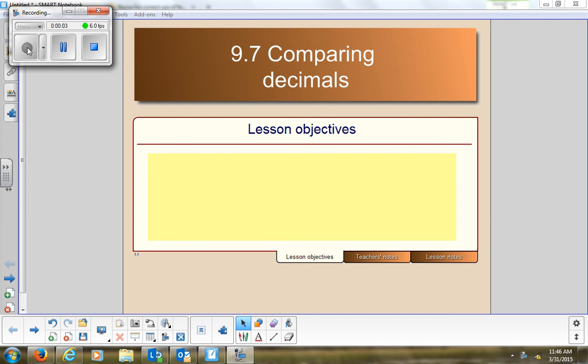Alright, so now we're going to look at comparing decimals, which is super easy as long as you remember to line up the decimals. Line up the decimals. Wow. Holy mackerel.